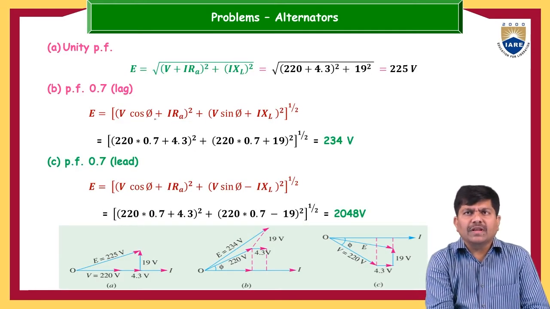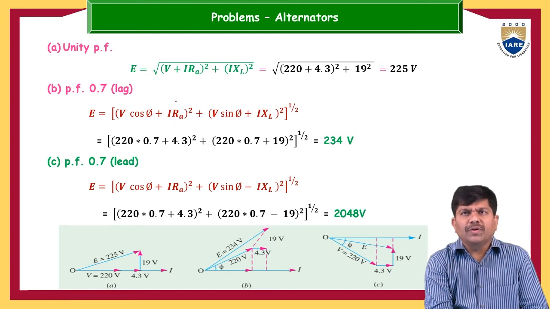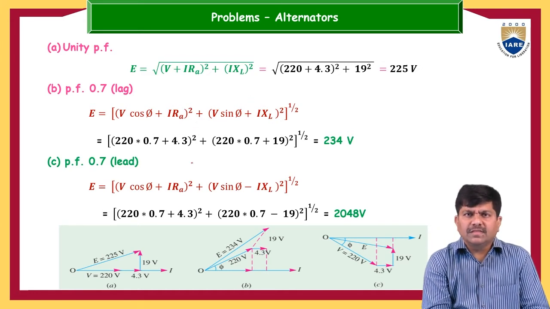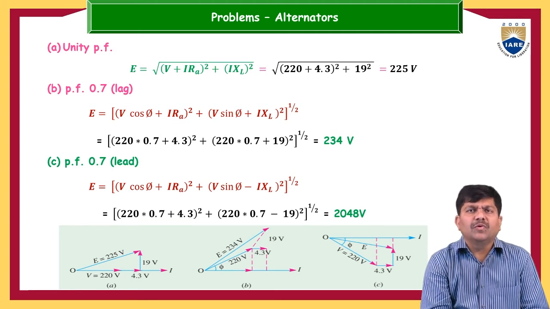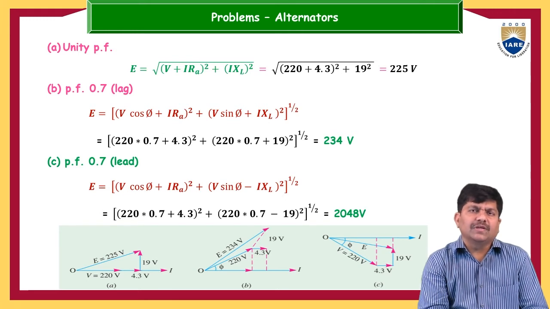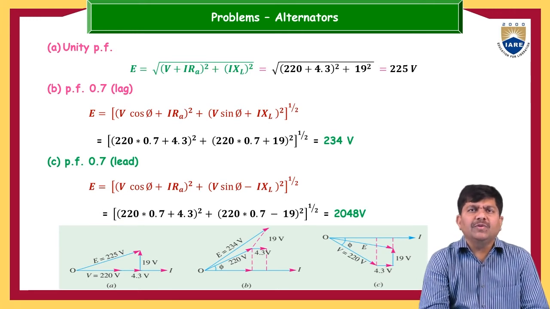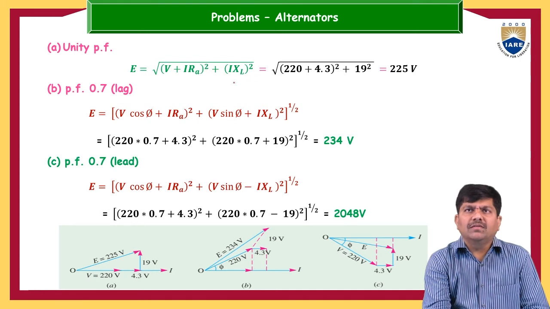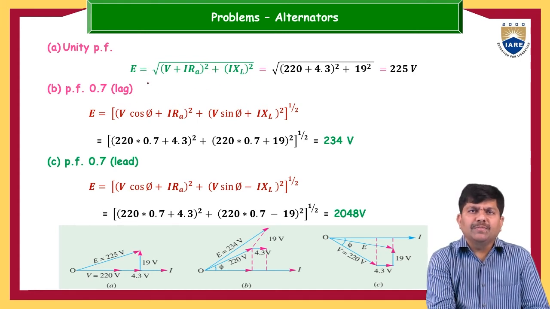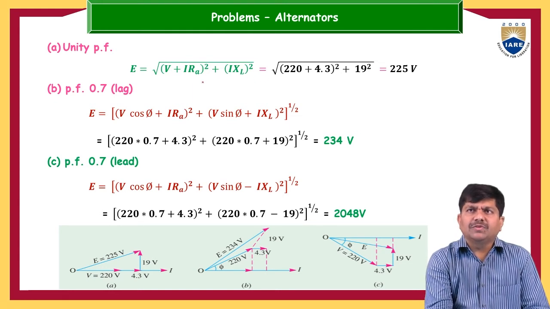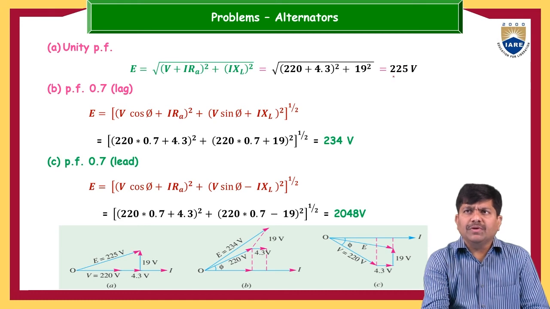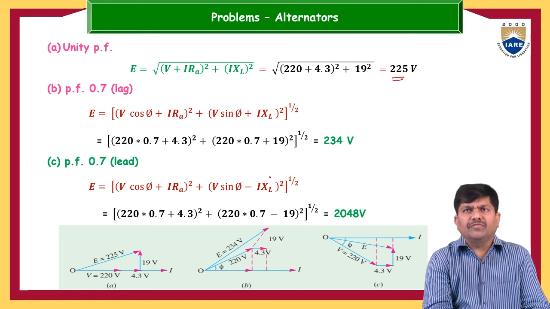For unity power factor we have already calculated it there: square root of (V plus I R_a) whole square plus (V into sin phi), because this is for unity power factor, sin phi is 0. This is by using the formulas. In the previous case, we discussed the calculation of no load induced EMF with the help of phasor diagrams. Whichever method you are convenient with, you can follow it. So for unity power factor, how much is the induced EMF? E is equal to square root of (V plus I R_a) whole square plus I into X_s. Just substituting these values, we get the no load induced EMF, that is 225 volts.